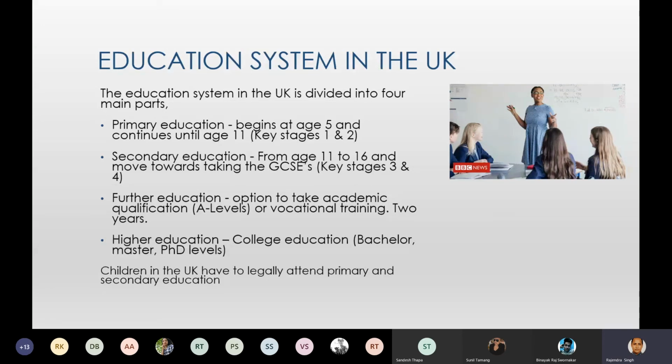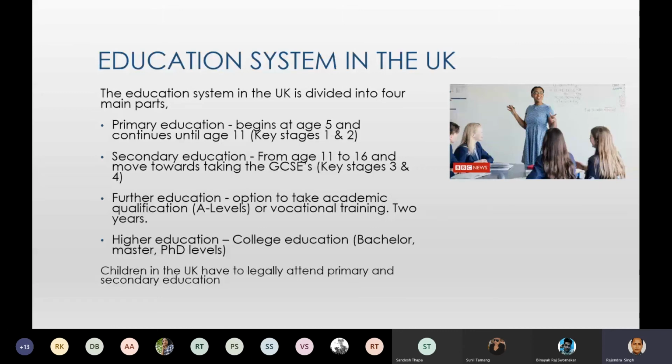So those kids who are from age 5 through age 11 go to primary education and complete key stages 1 and 2. They have their own level of curriculums for those key stages. Then they go to secondary education to complete key stages 3 and 4.